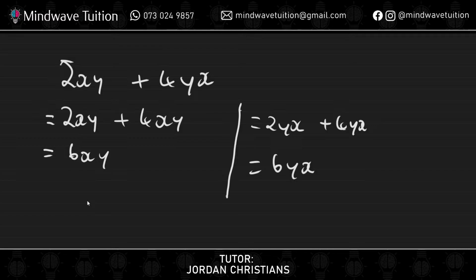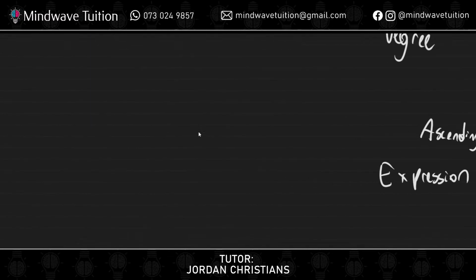So now we get to adding and subtracting expressions. There are two ways they can do this. They can either just give you two expressions to minus or add, or they'll give it to you in the form of a word sum.